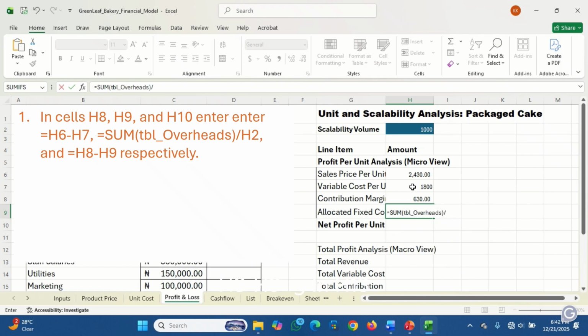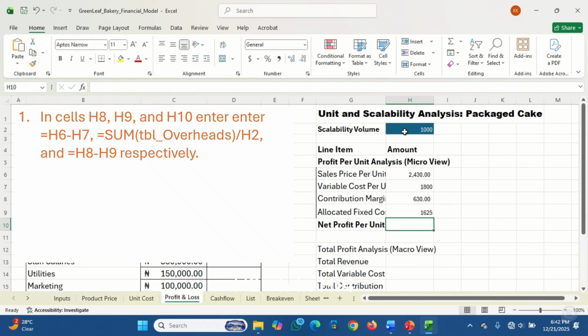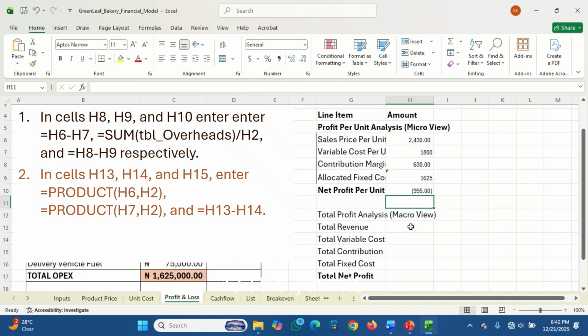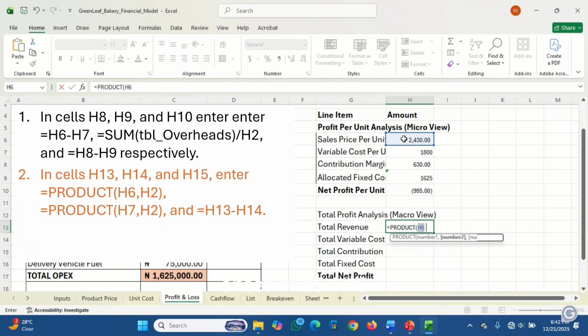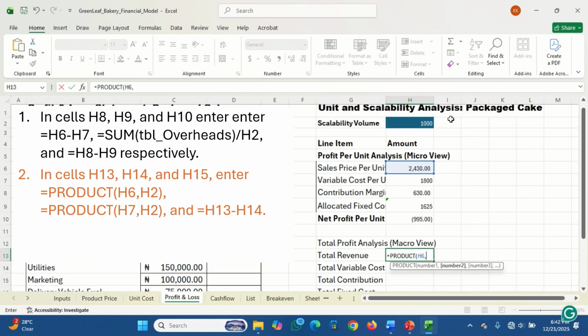G. In H13, enter equals PRODUCT(H6, H2). H. In H14, enter equals PRODUCT(H7, H2). I. In H15, enter equals H13 minus H14. J. In H16, enter equals SUM(TBL_Overheads). K. Finally, in H17, enter equals H15 minus H16.